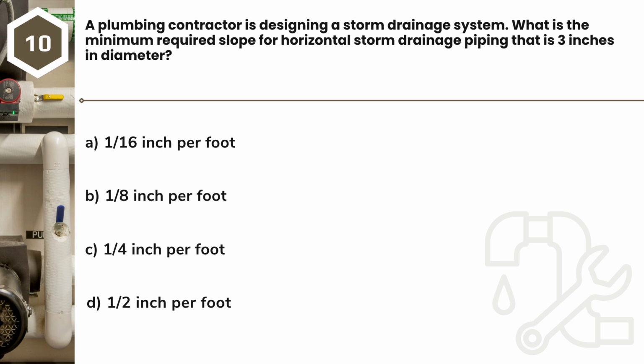Question 10. A plumbing contractor is designing a storm drainage system. What is the minimum required slope for horizontal storm drainage piping that is 3 inches in diameter? A. 1/16 inch per foot. B. 1/8 inch per foot. C. 1/4 inch per foot. D. 1/2 inch per foot.